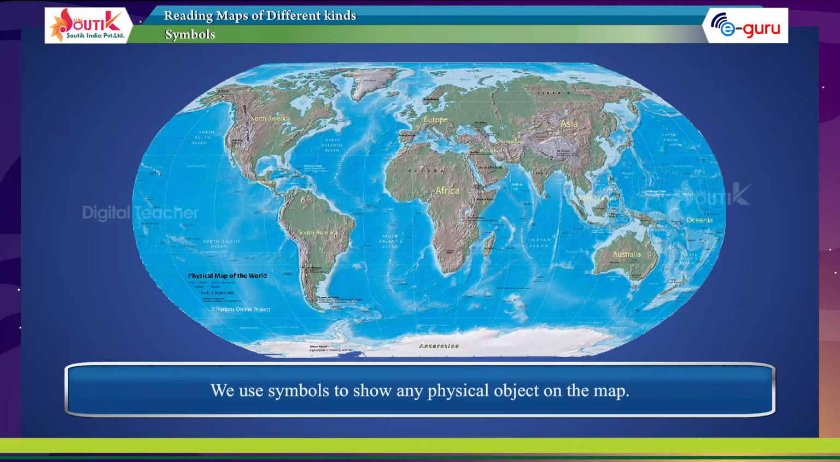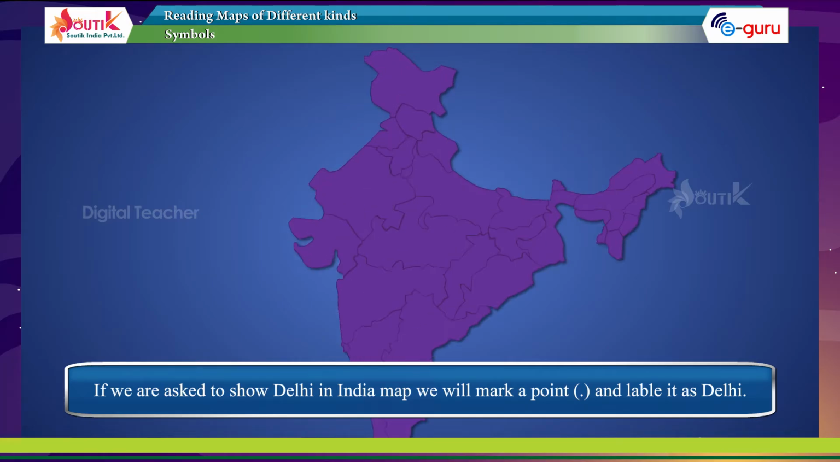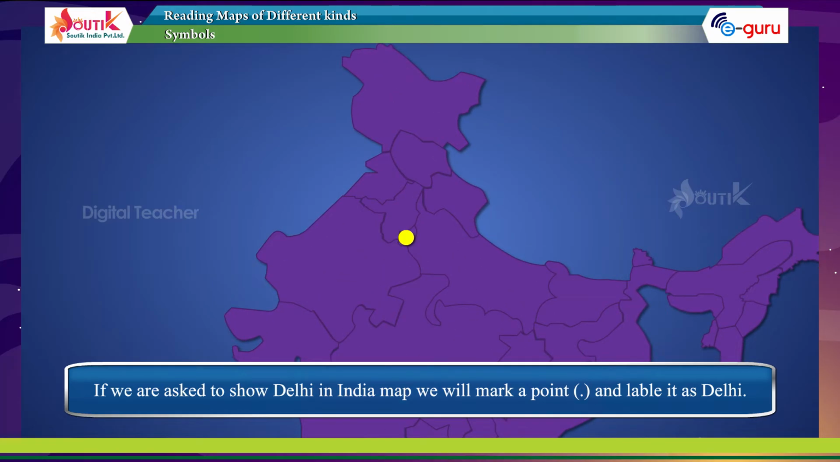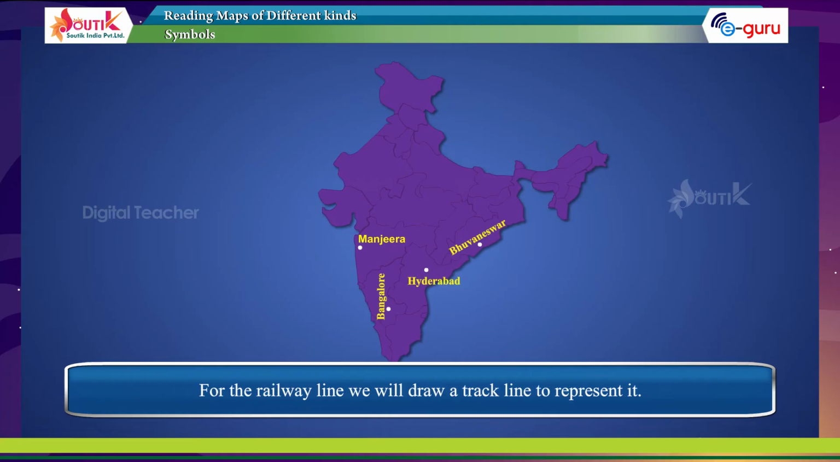Symbols. We use symbols to show any physical object on the map. If we are asked to show Delhi on the India map, we will mark a point and label it as Delhi. To show the river Manjira, we draw a line along its course. For the railway line, we will draw a track line to represent it.